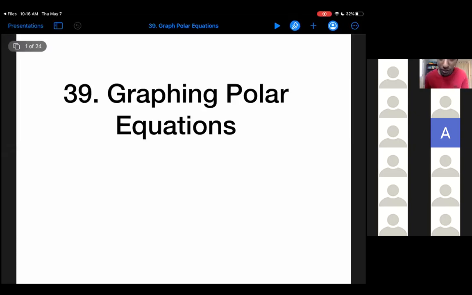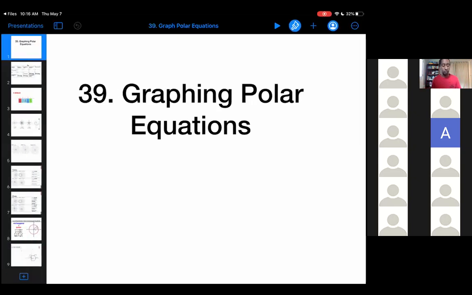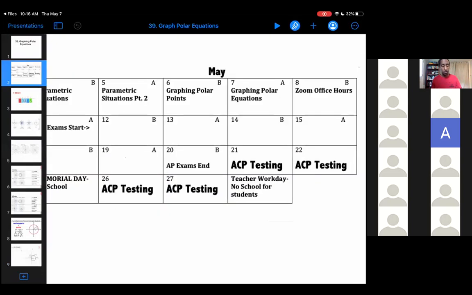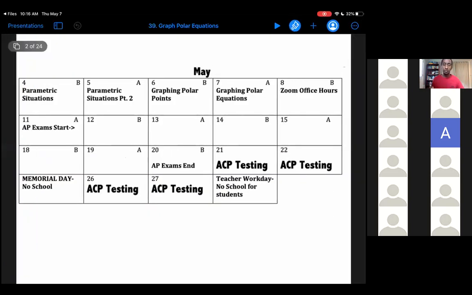But this is lesson number 39. We're finishing up polar equations today. This is probably our, I want to say, 80th or 90th lesson of the year. So we've done a lot of lessons, and this one will be the last one. I was typing the message last night, and I was kind of getting sad. I was like, wow, this is the last lesson with my fast track kids. But here's what today will look like, and then the next couple of weeks.